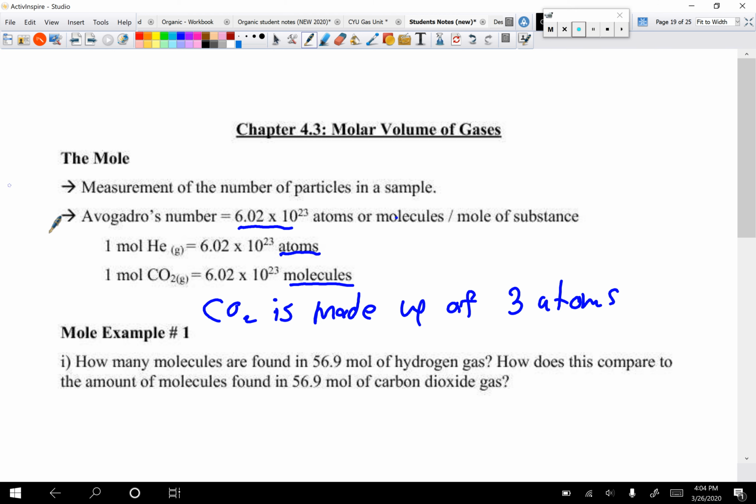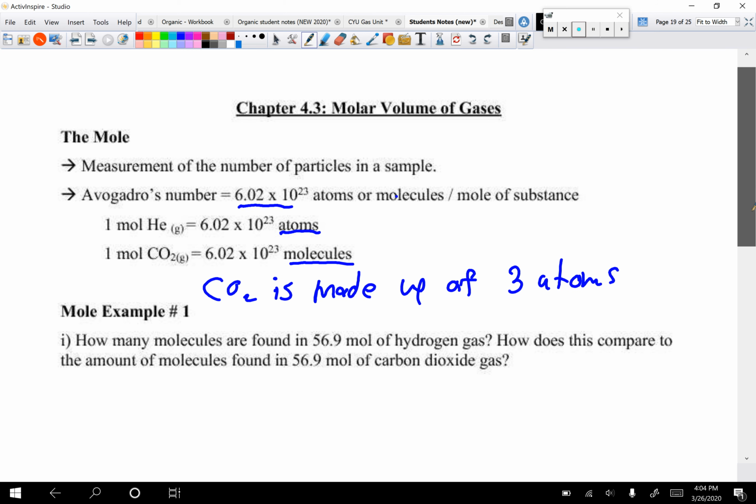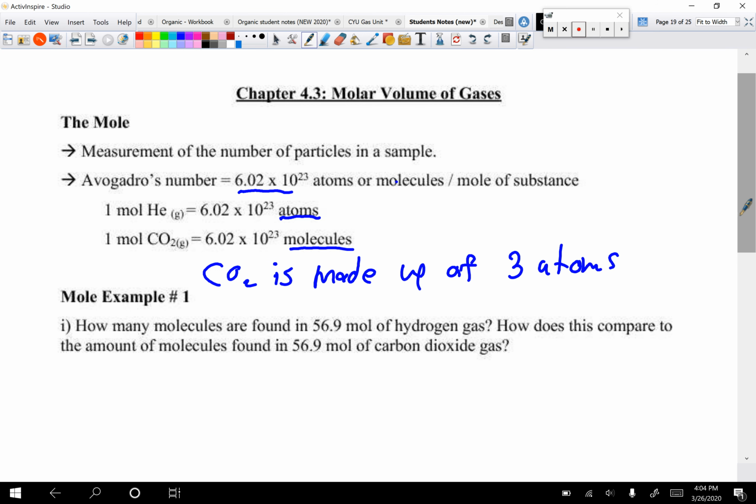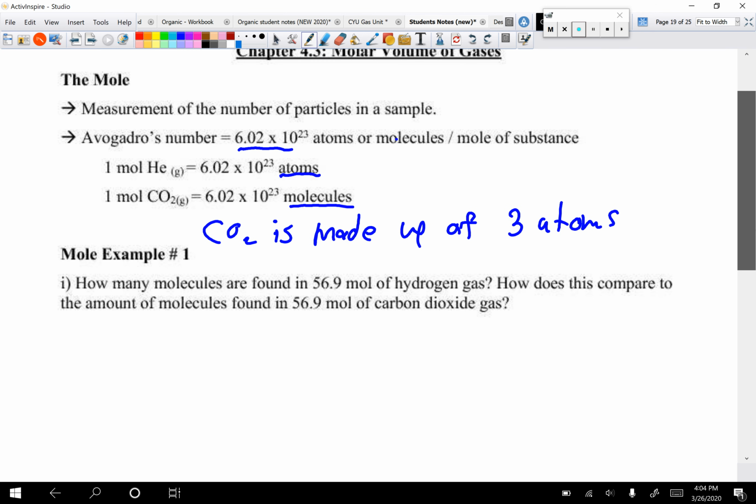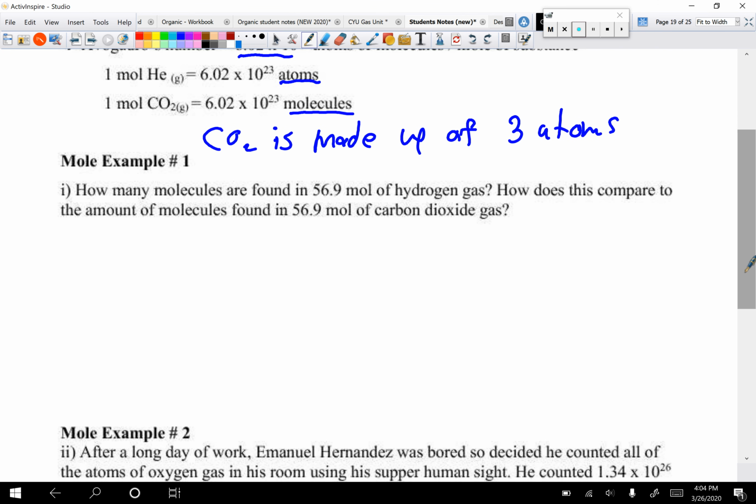So this whole idea of Avogadro's number, and of course the units here, we can use this as a conversion factor because we have atoms or molecules per mole. We can do this to actually count how many molecules or how many atoms are going to be in particular samples of gases. So when we look at our first example right here, the question states how many molecules are found in 56.9 moles of hydrogen gas, and how does this compare with the same number of moles of carbon dioxide? So from previously, we know that if they're under the same temperature and pressure, we should have the exact same number of molecules, but we are going to prove that mathematically.